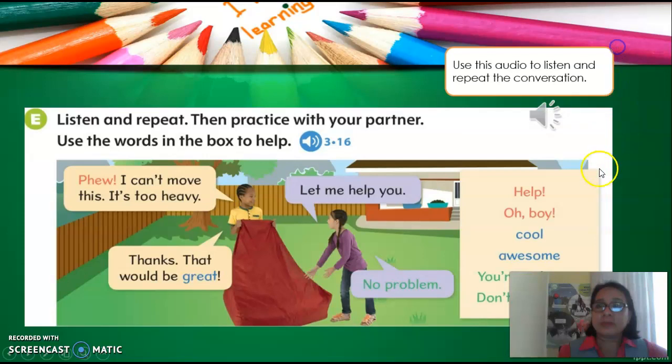Communicate. Speaking. E. Listen and repeat. Then practice with your partner. Use the words in the box to help.